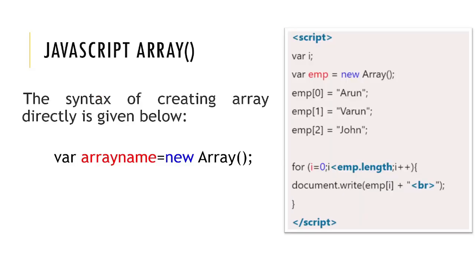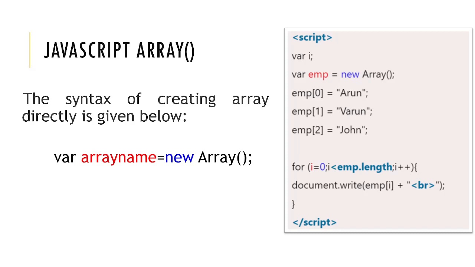In the second method, you can use the new keyword to create an empty array. Later you can assign the values to it. The syntax is very simple, similar to the previous one. You start with the keyword var followed by the array name, which is equal to new Array, where new is a keyword and Array is once again a keyword, with parentheses. This creates a new array. Later you can assign values to it, and as I told you previously, the index will start with 0.